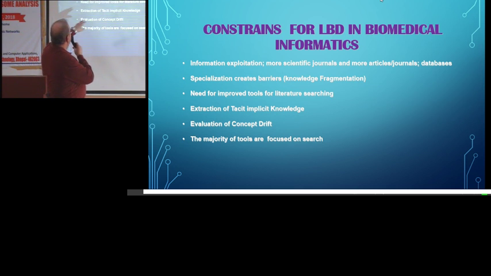They need improved tools for literature searching. As I said in the previous talk, tacit knowledge is difficult to manage, that is the subjective knowledge, and the evaluation of concept drift. Concept drift in reality is the uncertainty in some way, and the majority of tools are focusing on named entity search, not on semantics.